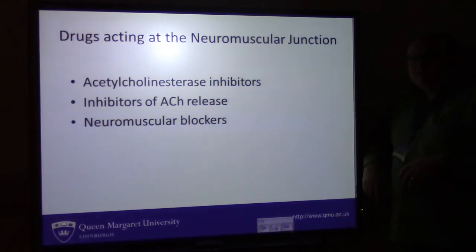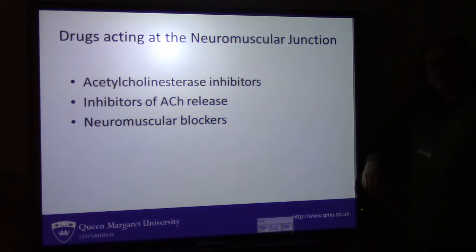Now, that's just a small selection of things that show you the ways that you can interfere with the transmission, if you like. What you've got to think about though is, a lot of what we've talked about so far appears to be bad news, stopping your breathing, etc. So why then would you want to have groups of drugs that act at this junction? What value do these ones have?